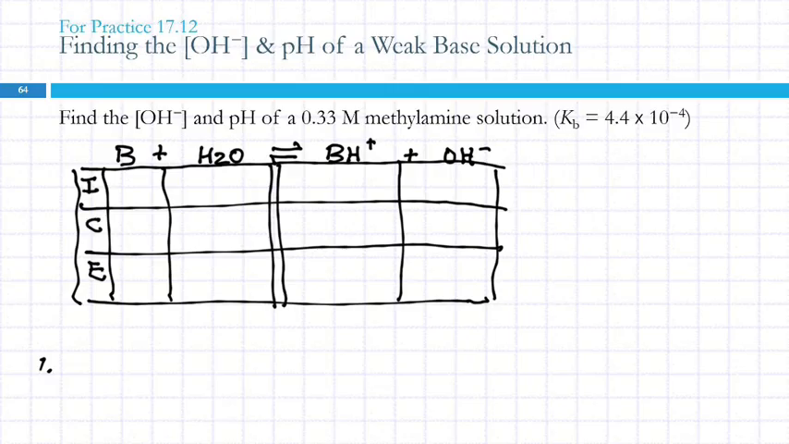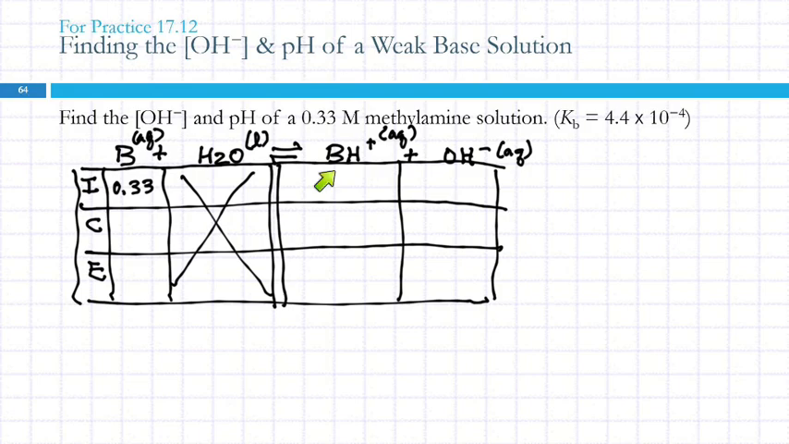ICE. And then we're going to go with initial concentrations first, right? They tell us the concentration of the methylamine. Well, that's the B. So 0.33 molar. What about the H2O? We don't care. That's a pure liquid. I didn't write the state symbols here. That's what they would be. Right, so we're not going to do anything with the H2O.